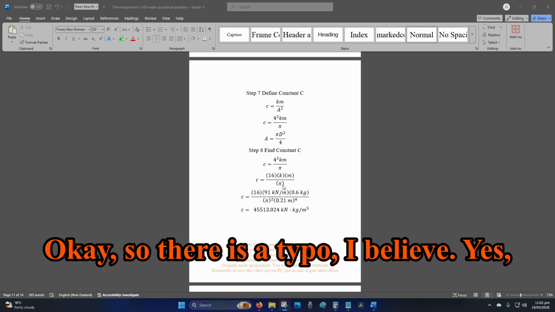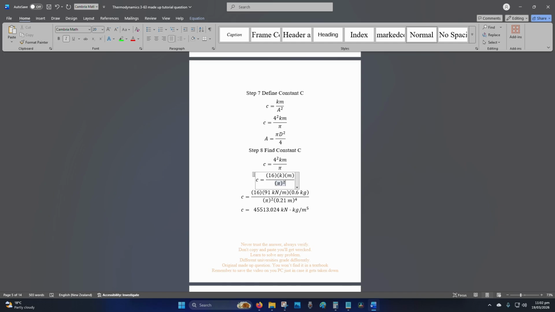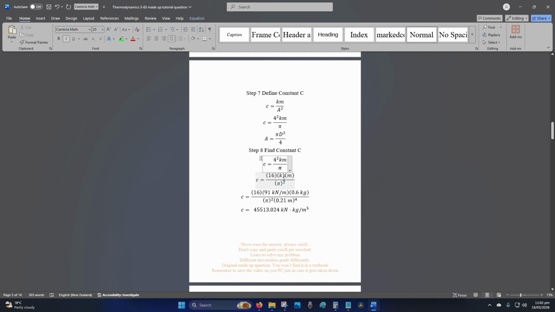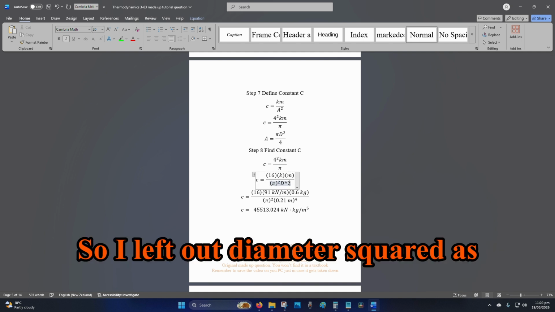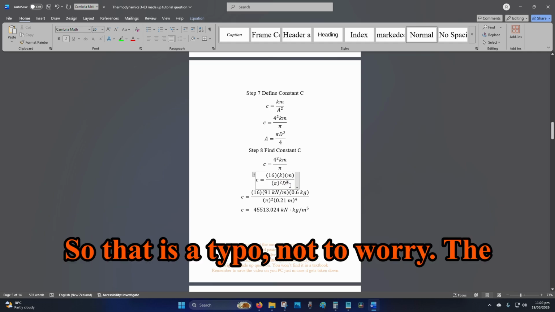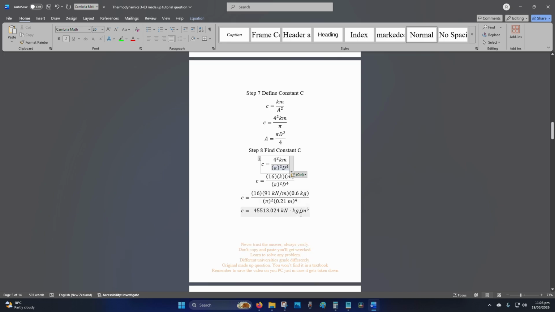Okay, so there is a typo, I believe. Yes, it's actually pi squared. And I left out, I do apologize, I left out diameter squared; it should be diameter to the 4. So that's a typo, not to worry. The answer is correct because this line is correct.